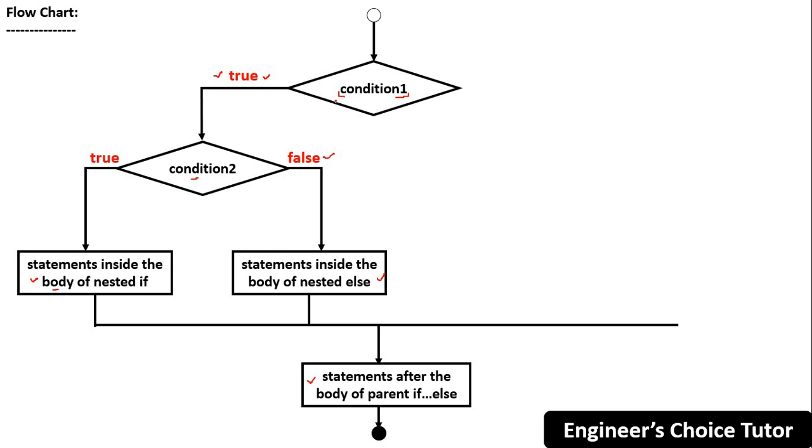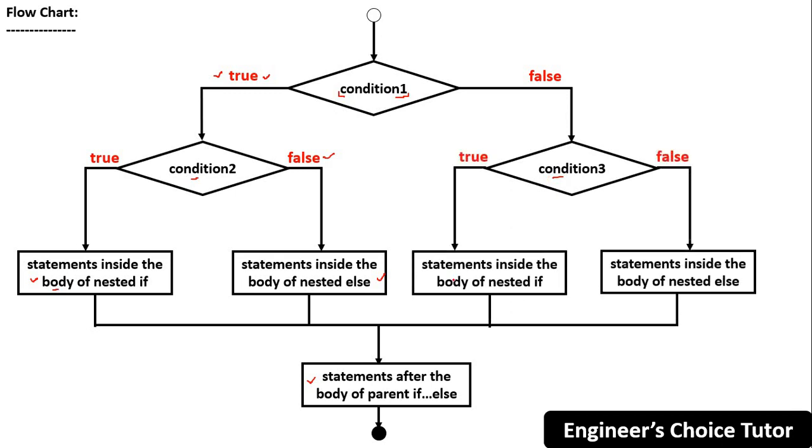Remember this point clearly. Now we have covered that condition 1 is true. Now see if condition 1 is false. Then evaluation of condition 3 will take place. If condition 3 is true, then statements inside the body of the nested if will execute. And if condition 3 is false, then statements inside the body of the nested else will execute. And then the control will come out from the parent if-else, and the statement after the body of the parent if-else will execute.